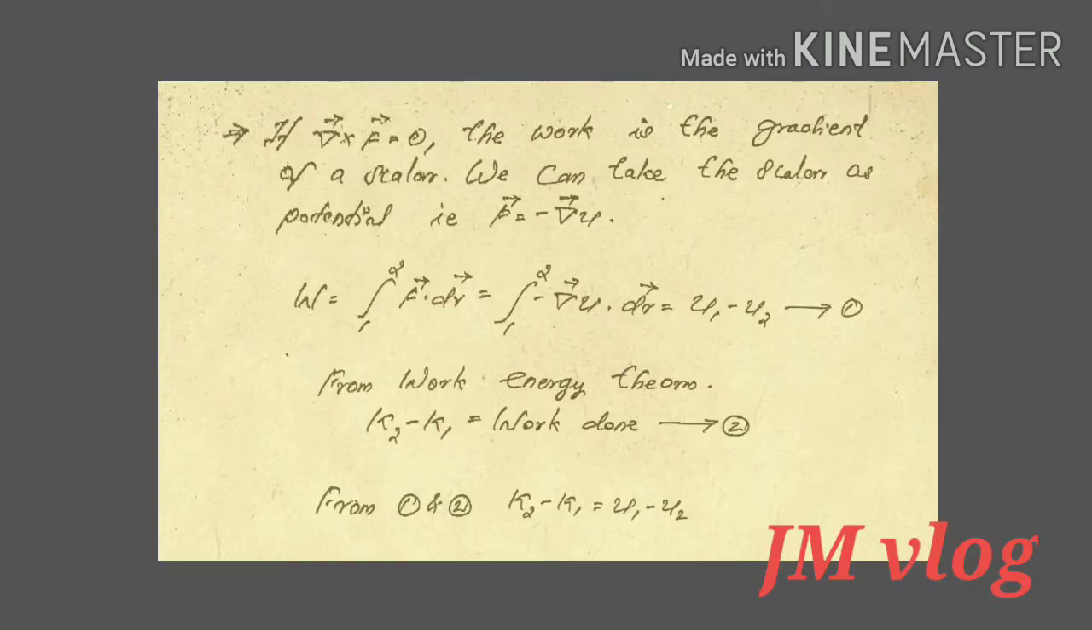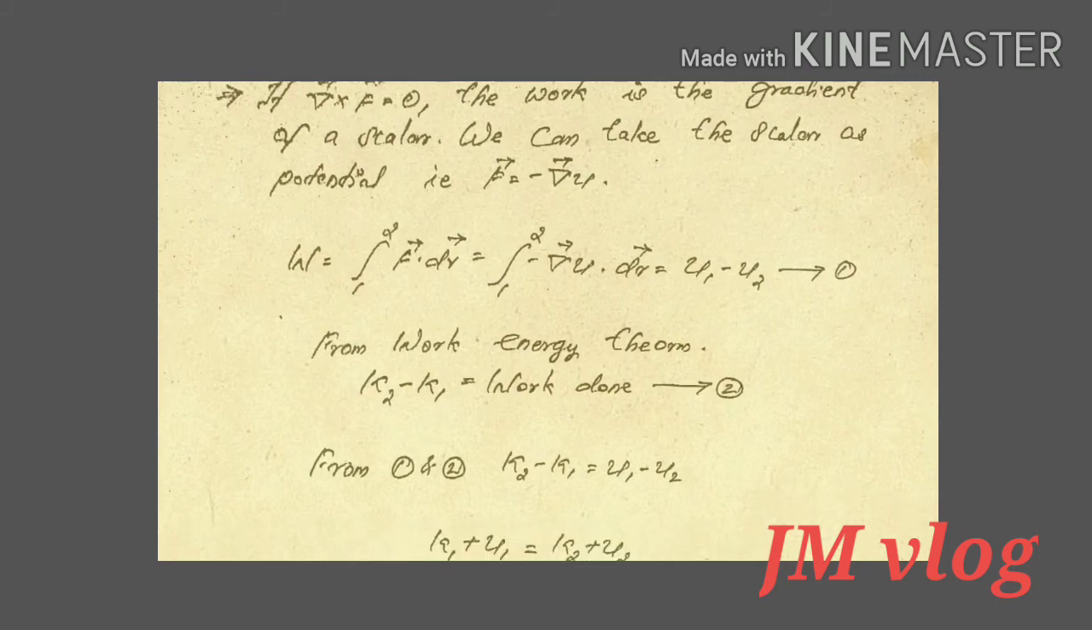If del cross F is equal to 0, that means, in vector algebra, if curl F is equal to 0, then we can write F is the gradient of a scalar. So we can write it as F is equal to minus del U. Actually, this U here is known as the scalar potential.